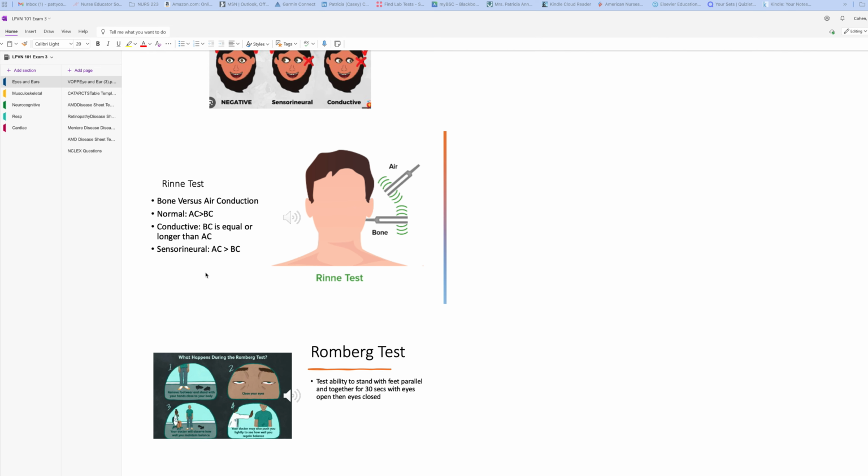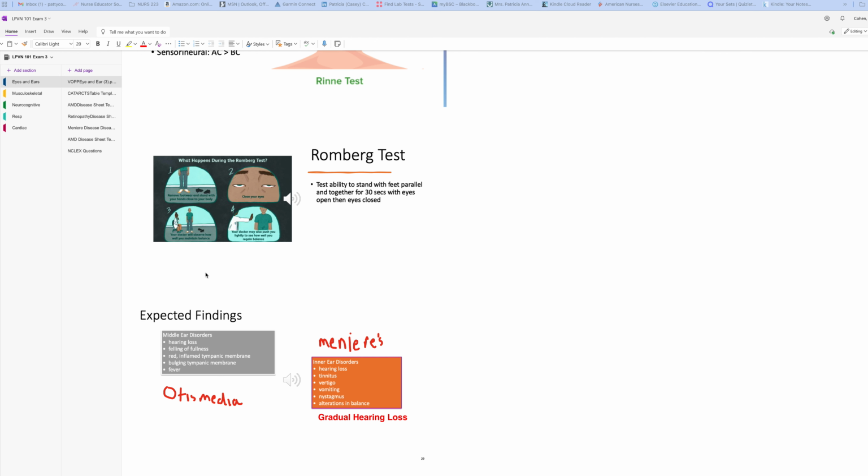Okay, Romberg test. Okay, this you would do on people to see if they complain about dizziness. You just test their ability to stand up without swaying. Okay, so you have them stand up, put their arms out to the side. You do one with their eyes open and one with their eyes closed. If they start to sway, that's a positive Romberg test.